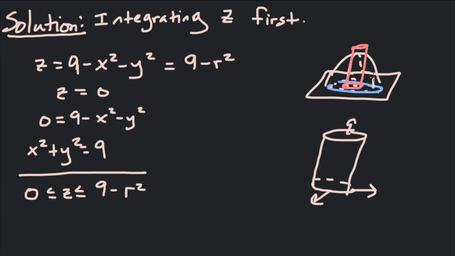Z is going from 0 up to the paraboloid, at each part of this disk. For what values of r is z going up to the paraboloid? For all r values between 1 and 3, our upper bound for z is the paraboloid and the lower bound is 0. Theta is usually an easy target as far as figuring out the bounds. That's going to be 0 to 2 pi. So theta goes from 0 to 2 pi.